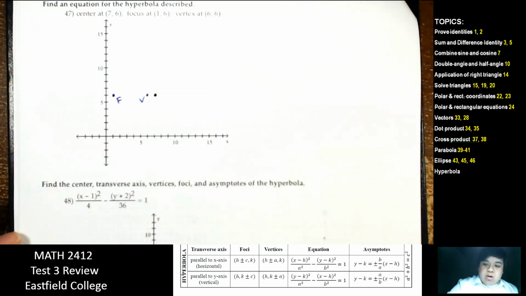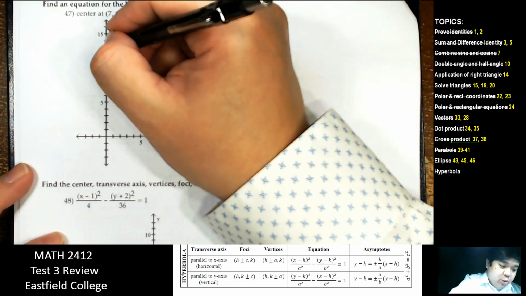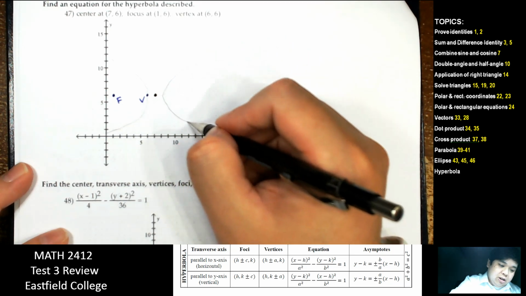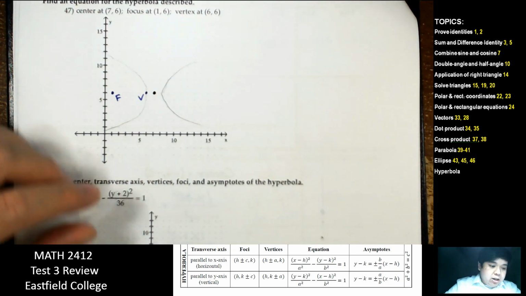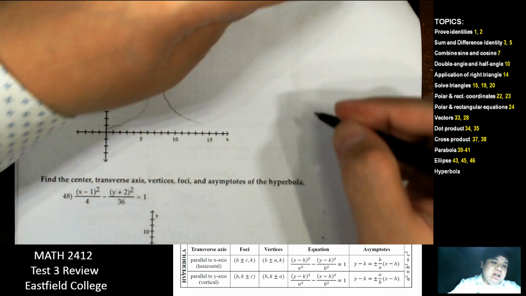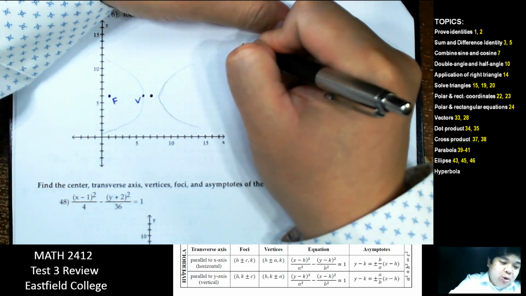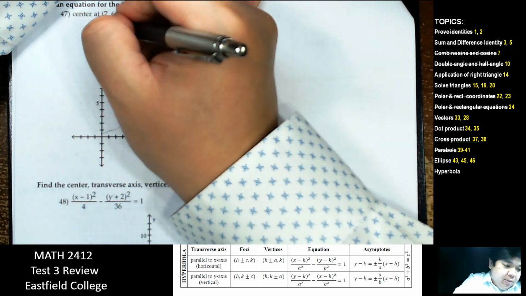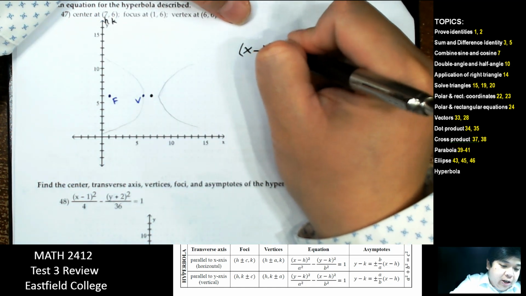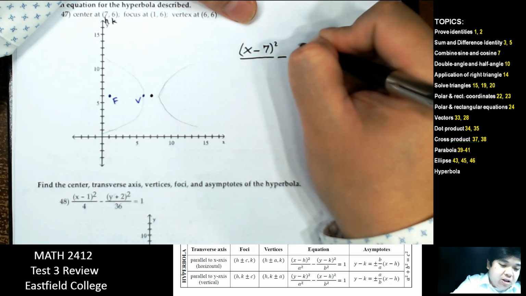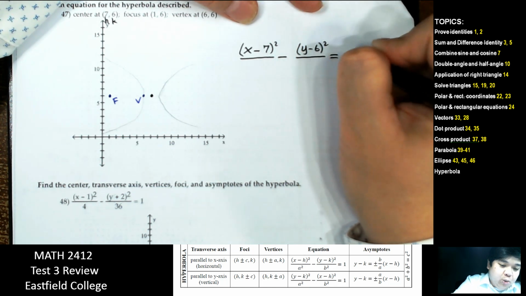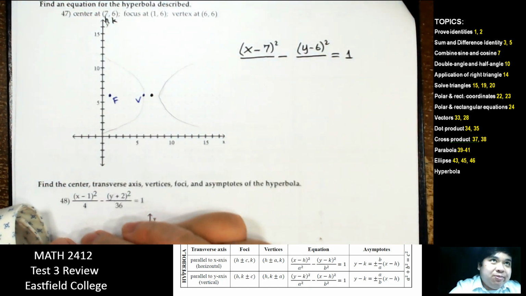So it looks like it goes horizontally. So the graph, we don't know yet, but it will open that way and the other direction. Right. That is to be determined. What we do know here is the center. So from there, we know it opens horizontally. Horizontally meaning x has to go first. Again, h and k. So (x minus 7) squared minus (y minus 6) squared equal to 1. So we start with that already.